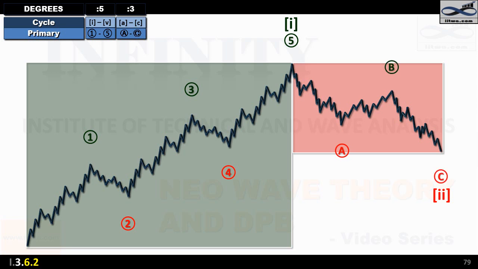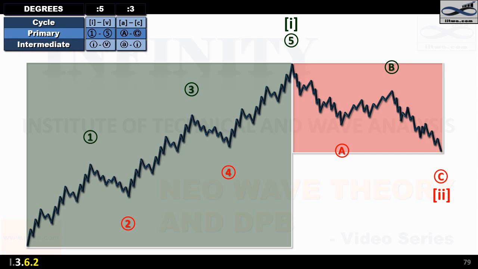Primary degree waves 1, 3, 5, A, and C are impulsive waves and are subdivided in a 5 waves pattern at one scale lower degree, while primary degree waves 2, 4, and B are corrective waves and are subdivided in a 3 waves pattern at one scale lower degree. This lower degree is recognized as intermediate degree.